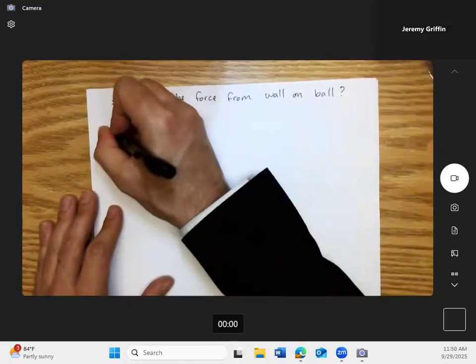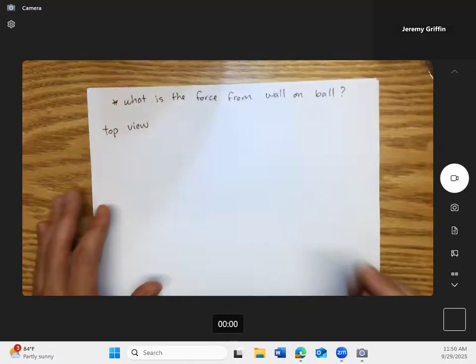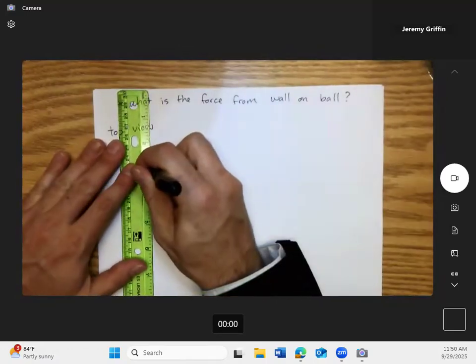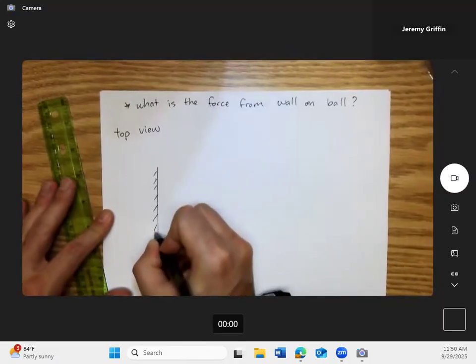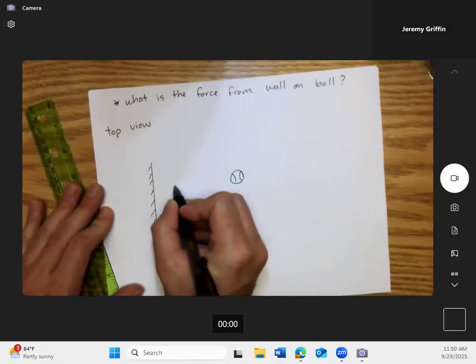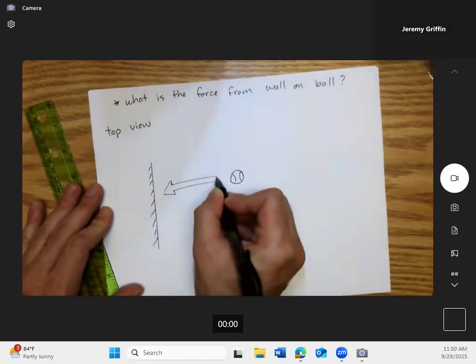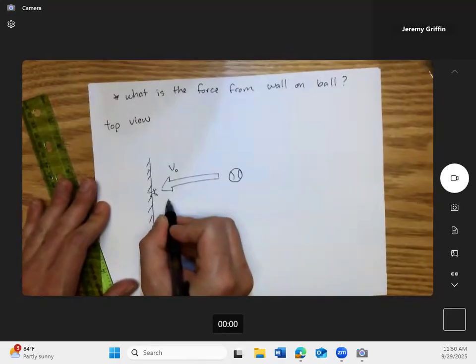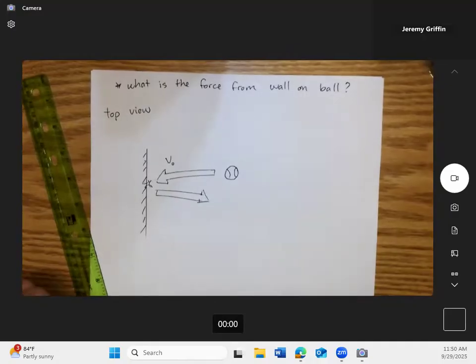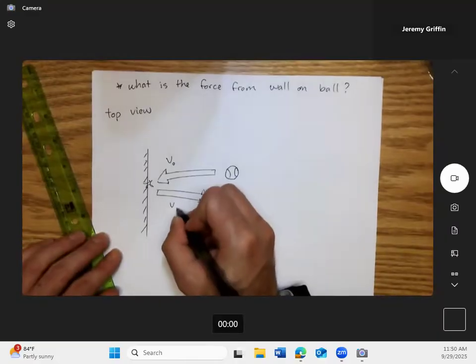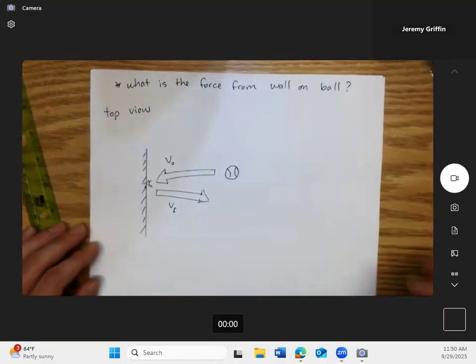Let's look at a top view, so looking straight down. I've got this wall right here, and let's have this ball. It's coming in at some initial velocity, and then it hits the wall. Then it rebounds at some different velocity. Let's say it's headed straight towards the wall, and then it rebounds straight away from the wall. I'll call this V final.